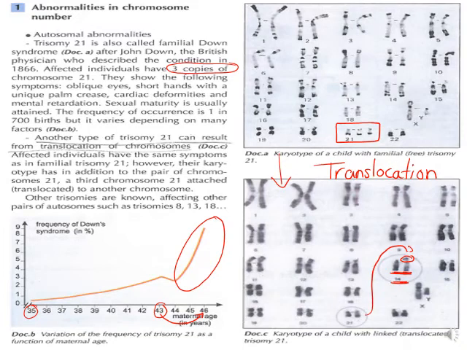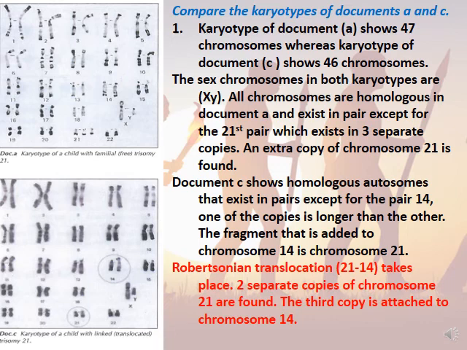Compare the karyotypes of documents A and C. Document A shows 47 chromosomes, whereas the karyotype of document C shows 46 chromosomes. The sex chromosomes in both karyotypes are XY, so both of them are males. The chromosomes are homologous in document A.